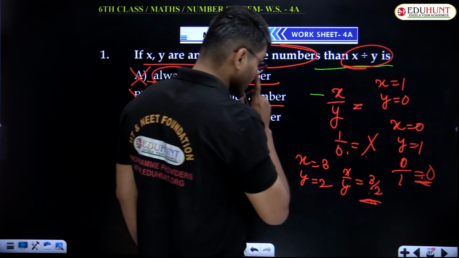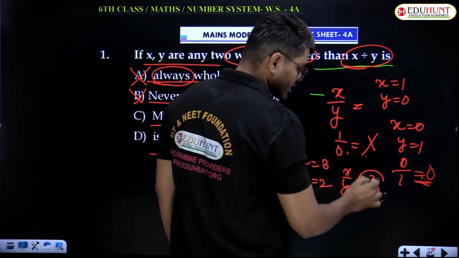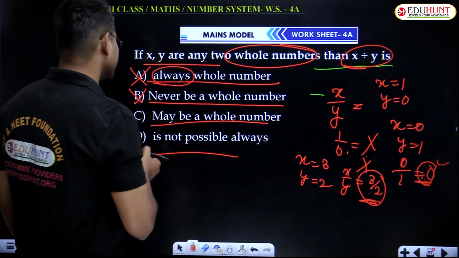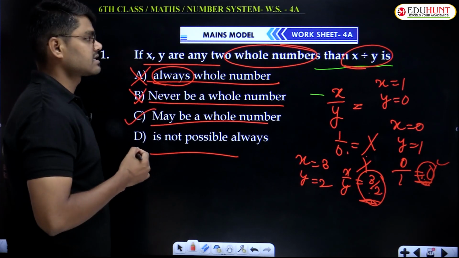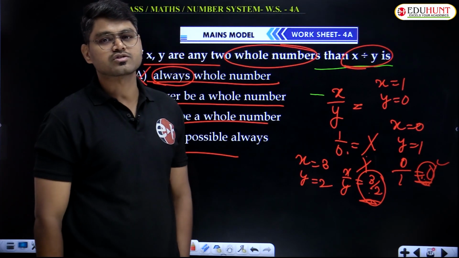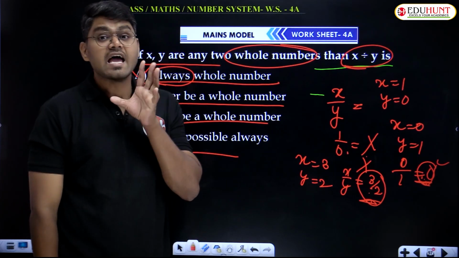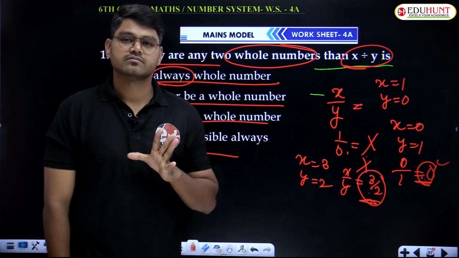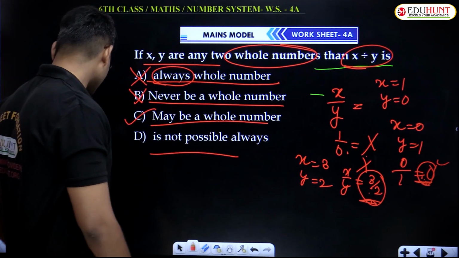Let's check the third option. Maybe a whole number. This is not a whole number, but 0 is a whole number. That means maybe a whole number. That means option C is the correct answer for this question. Did you understand students? Each and every option we have to check, and each and every word of the sentence we have to know. Let's move on to the next one.